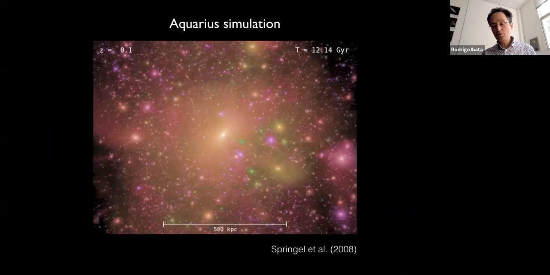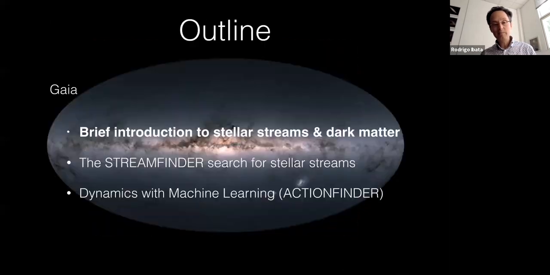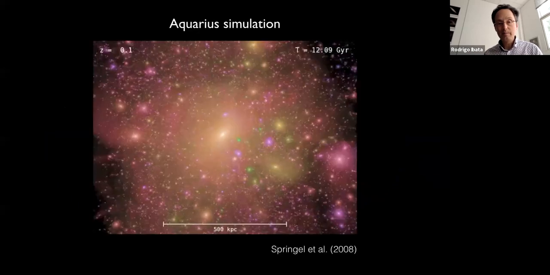So what I'd like to talk to you about today is summarized here. I'd like to give you a brief introduction to stellar streams and how they pertain to the dark matter problem. Then I'm going to tell you about the work we've done to find these structures. And finally, I'm very excited about the possibility of using deep learning as a means to implement problems in dynamics. So I'll tell you about that towards the end.